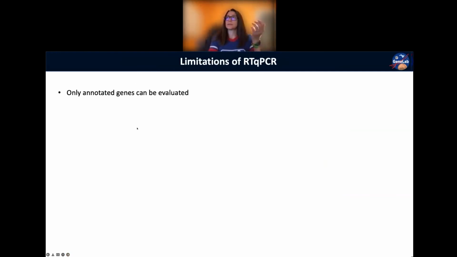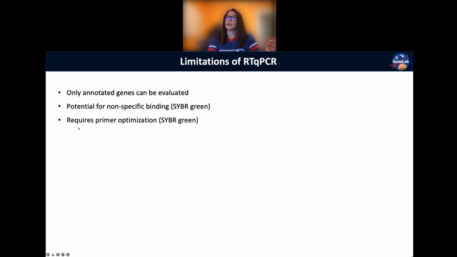So we do have some limitations still with quantitative PCR. Remember, you have to know the sequence of your gene that you're looking for in order to evaluate it, because you have to design those primers to look specifically at that gene. So only genes that are known and annotated can be evaluated. There's the potential for non-specific binding, especially with SYBR Green, because it is double-strand specific and just binds to anything that's double-stranded. It requires primer optimization. You need to make sure that your primers are annealing properly and are amplifying the region that you expect. That could take some time.